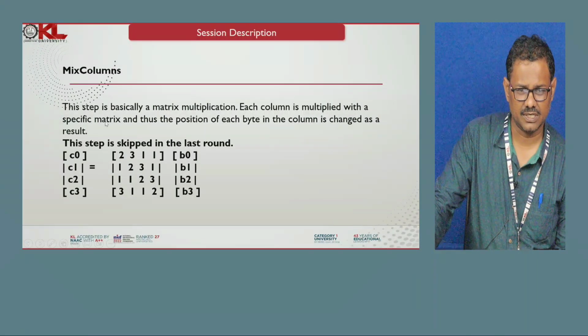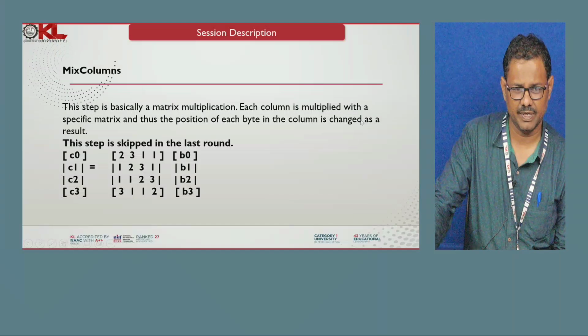Mix columns is the next step. This step is basically matrix multiplication. Each column is multiplied with a specific matrix, and the position of each byte in the column is changed as a result. This step is skipped in the last round. C0, C1, C2, C3, like this. Okay.